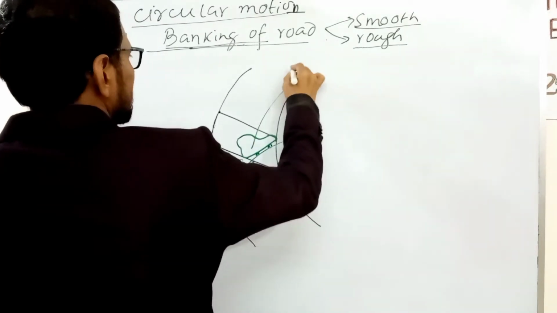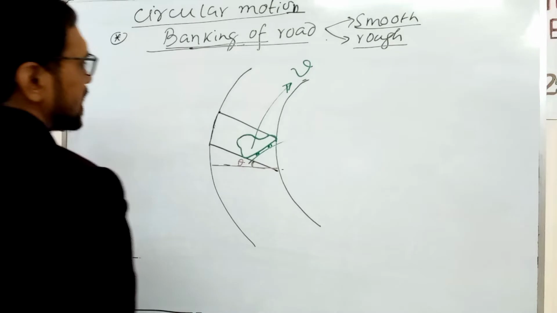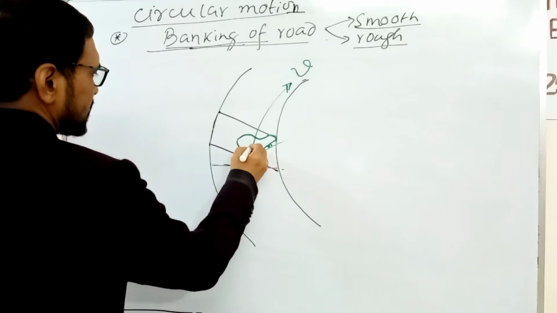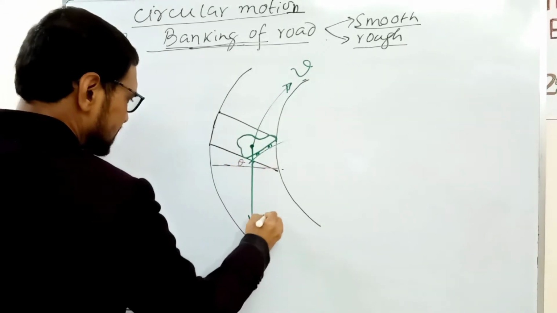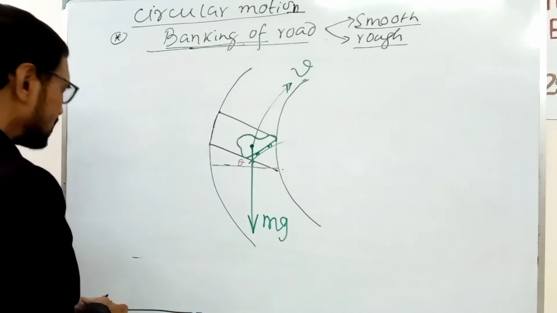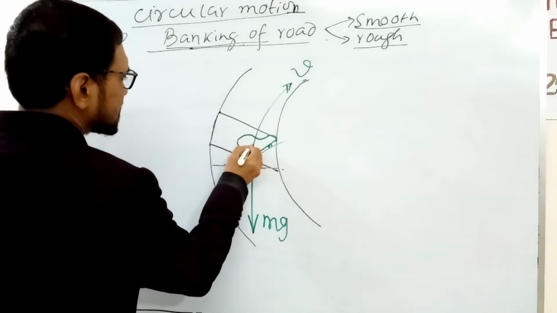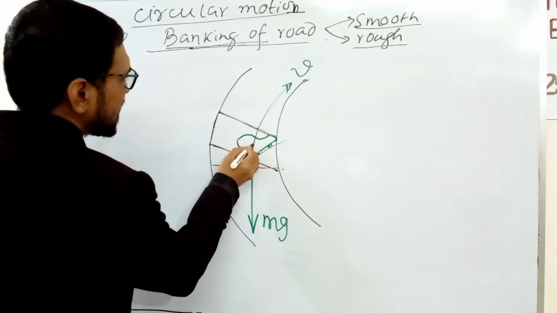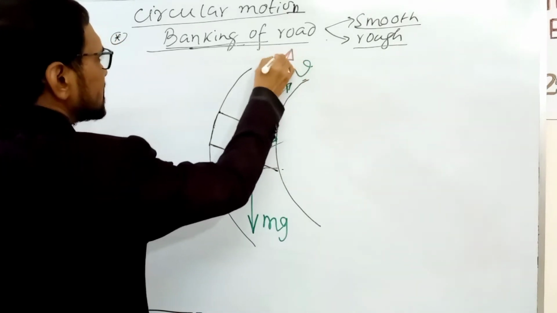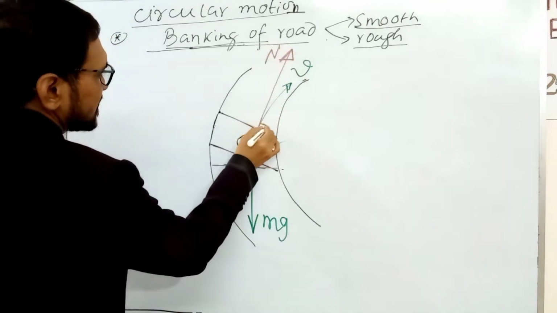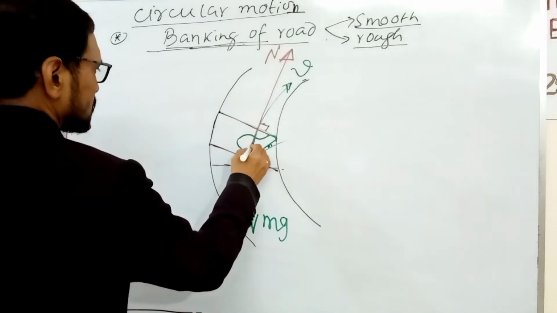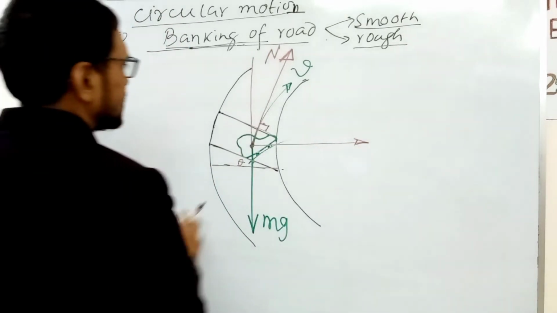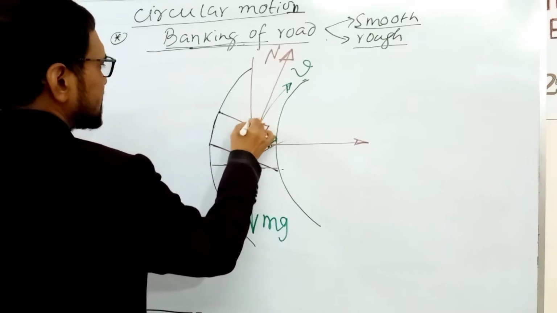Suppose a car turns with velocity v along this road. Now, what are the different forces acting on this car? First, weight acts downward. Now, what is the normal reaction? Normal reaction is normal to the surface. This is the surface, so normal reaction acts normal to the surface. This angle is 90 degrees. Now we resolve N in this and this direction. If this angle is theta, then we can show that this angle is also theta.